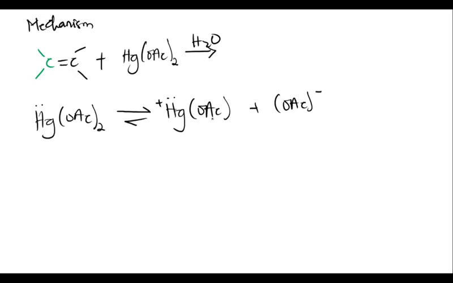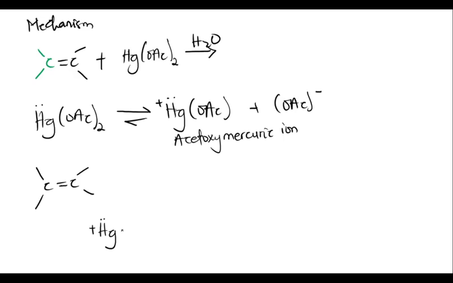Okay, so once these ions are produced, this particular ion over here, which is containing the acetoxymercuric group, is the acetoxymercuric ion. Now this ion will come and attack the alkene that we have over here. So let me rewrite the alkene. Okay, so this group comes, then we have our positive charge, then we have the lone pair, then we have this.